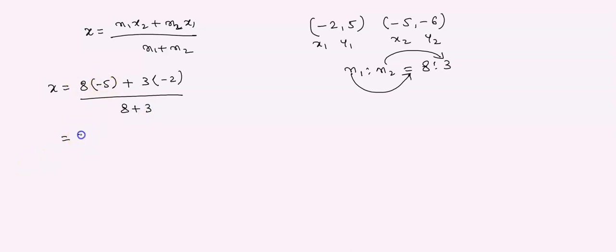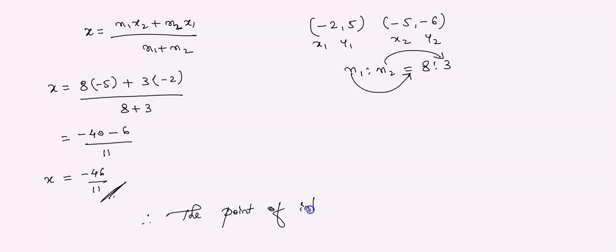That is equals to plus into minus minus, 8 5s are 40, plus into minus minus, 3 2s are 6, by 8 plus 3 is 11. Minus 40 minus 6 is minus 46 by 11. So this is the coordinate of x. Now we can say that therefore the point of intersection is minus 46 by 11 comma minus 3. So this carries 3 marks. Got it? Take down the next question.